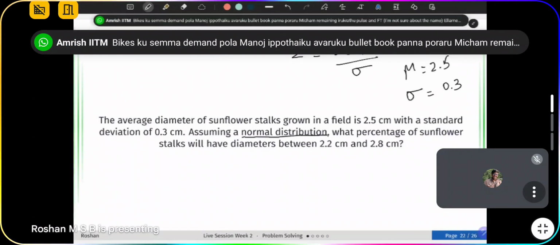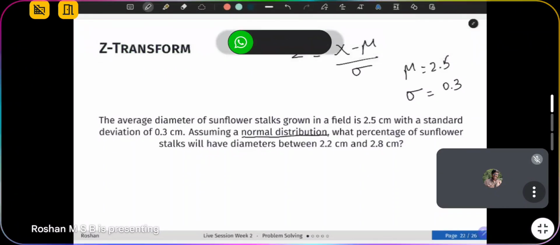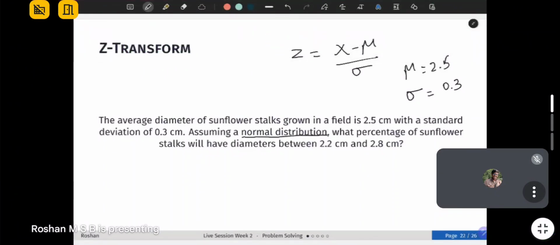So first we'll find Z for 2.2 centimeter. That will be 2.2 minus 2.5 upon 0.3, which leads to minus 1. Actually, z will be minus 1 to plus 1, right? So it will be minus 1 in the case of 2.2 centimeter, and in the case of 2.8, it will be plus 1. And from the table, how many percentage of values lie between minus 1 and 1?